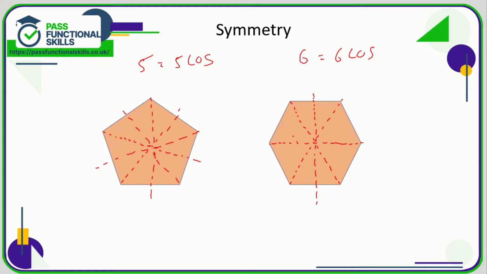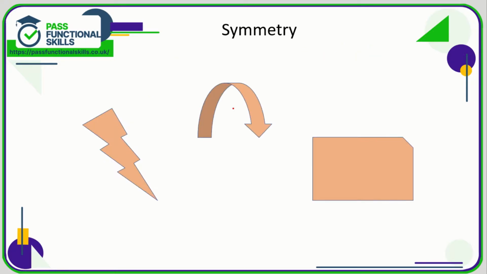There's our 4th line of symmetry. There's our 5th line of symmetry. And there is our 6th line of symmetry. So if it's a regular shape, the number of sides equals the number of lines of symmetry.